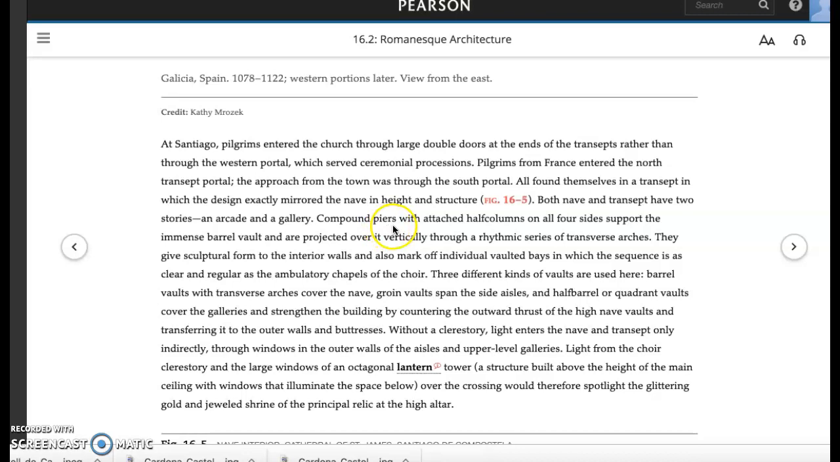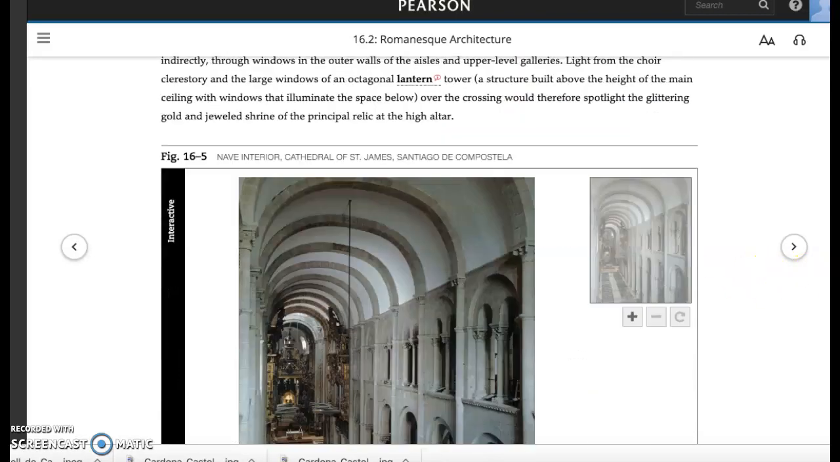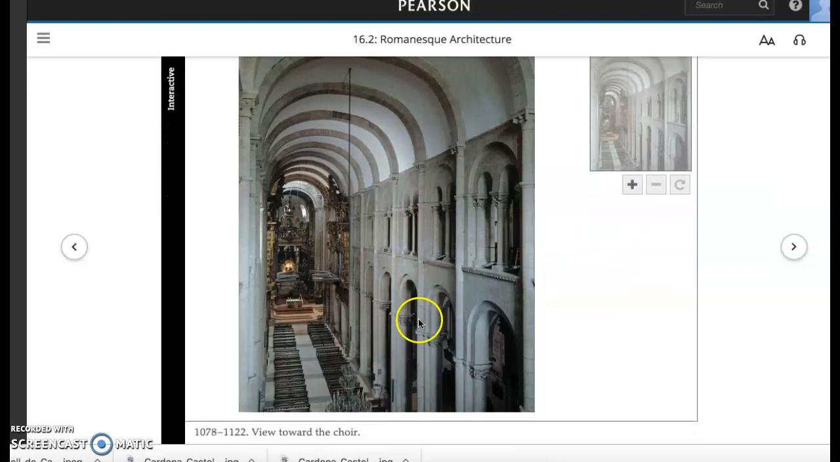Compound piers with attached half columns on all 4 sides support the immense barrel vault and are projected over it vertically through a rhythmic series of transverse arches. So, compound piers. You remember what a pier is from Hagia Sophia. It's the solid vertical support that's holding up the weight of the curving ceiling.